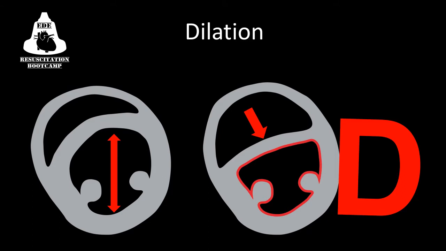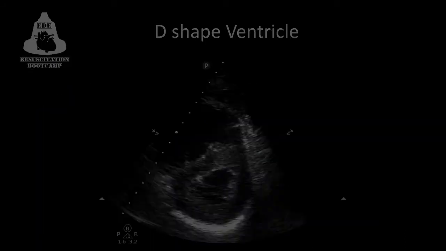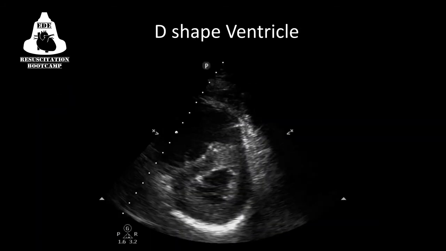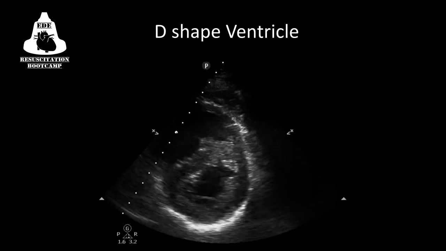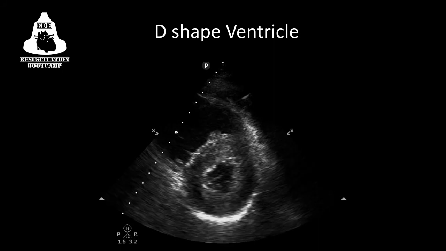The D shape will initially be visible during diastole, but with increasing right ventricular pressure, it can continue to exist during systole. Note that with chronic right ventricular dilation, the free wall of the right ventricle will usually be greater than 5 millimeters in thickness, which is best appreciated on a subxiphoid view. You can see the left ventricle has a D shape in both systole and diastole in this image, indicating high right-sided pressures. The right ventricular wall thickness is also greater than 5 millimeters, so this is likely a chronic finding.